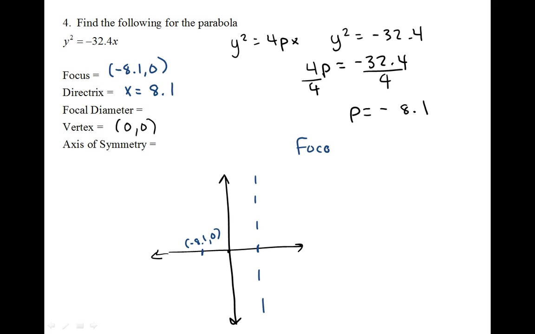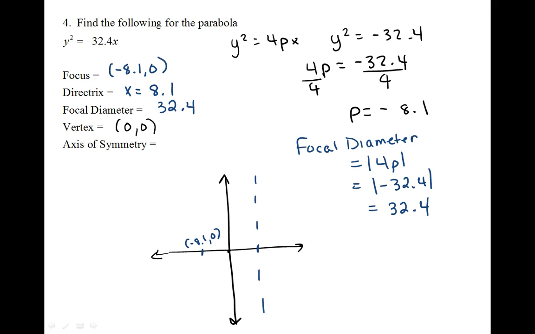Your focal diameter is equal to the absolute value of 4p, which equals the absolute value of negative 32.4, which just equals 32.4. And if we cut that in half, that's 16.2. So that's going to be up 16.2 and down 16.2. So that would put a point here and here for us to go through to get a rough sketch of our parabola. And then once again, this is our axis of symmetry right here, which is the line y equals 0.